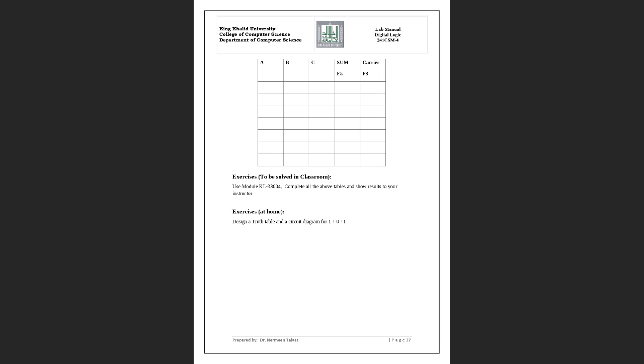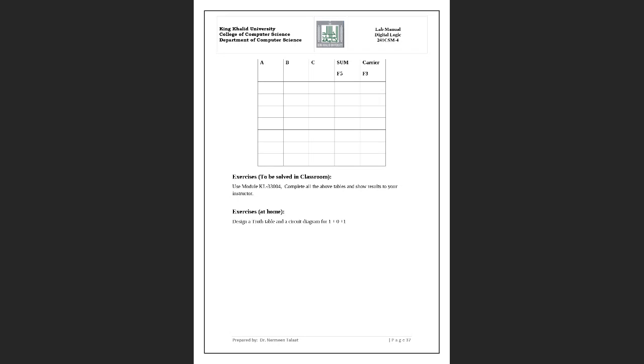After that, in the activity, you have to design the truth table for the circuit 1 plus 0 plus 1. 1 plus 0 plus 1 means A is 1, B is 0, and this 1 is your carry in pin. So you need to write the truth table for A as 1, B as 0, and CI as 1. It is very simple. Solve this activity. I think you might have solved this last week. I am telling about last week.